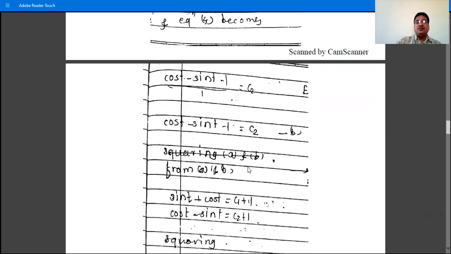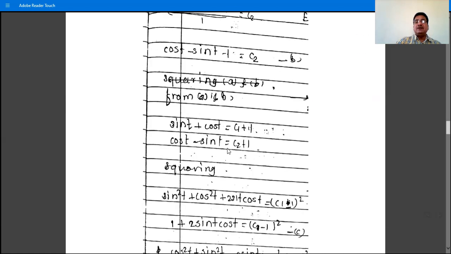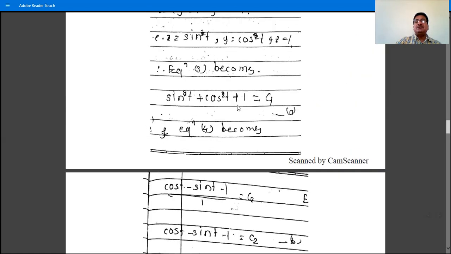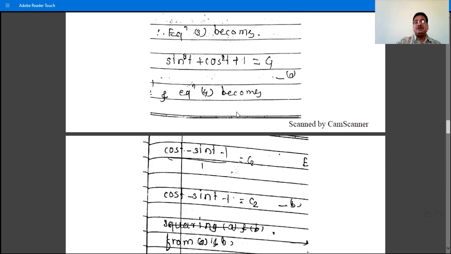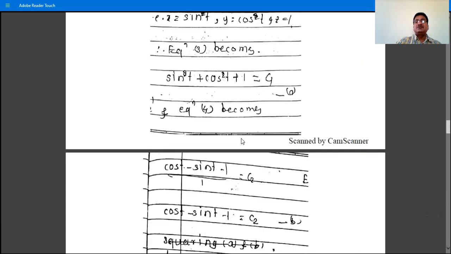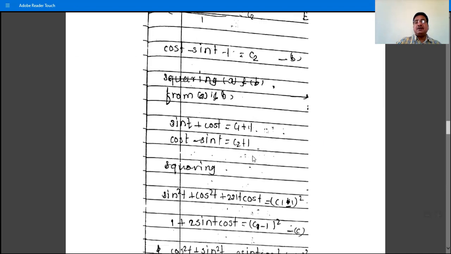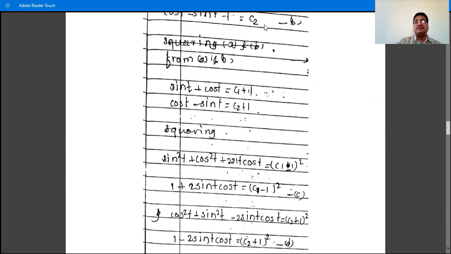So from a and b we have sin t plus cos t is equal to c1 minus 1. This is not c1 plus 1, it is c1 minus 1 here, c1 minus 1. And from this equation we have cos t minus sin t is equal to c2 plus 1.